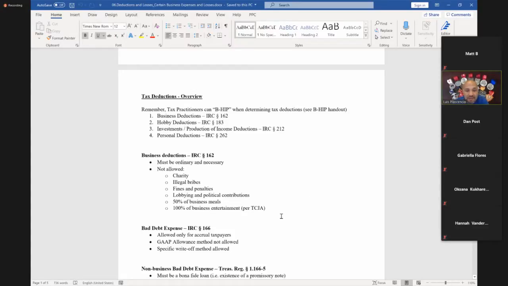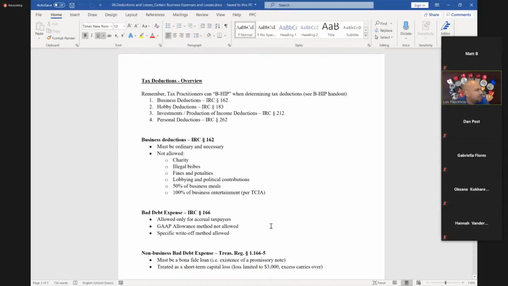Entertainment is no longer deductible. 100% of it is no longer deductible. Actually, I don't think we went over this one yet. No, we didn't go over this one yet. So this should be new.